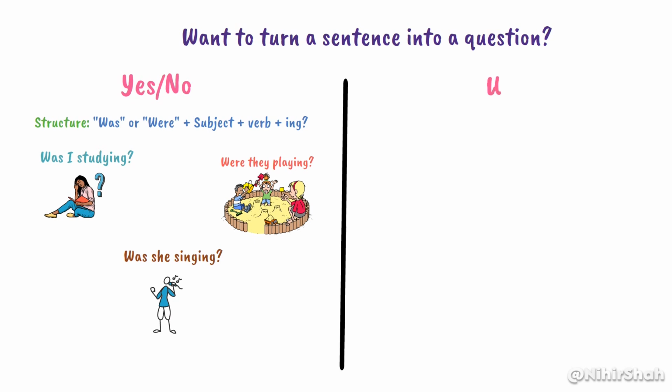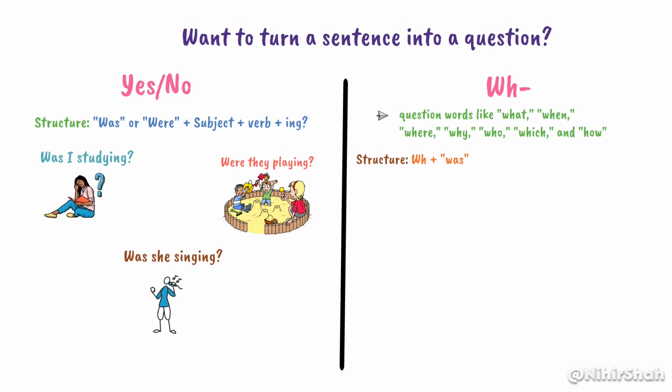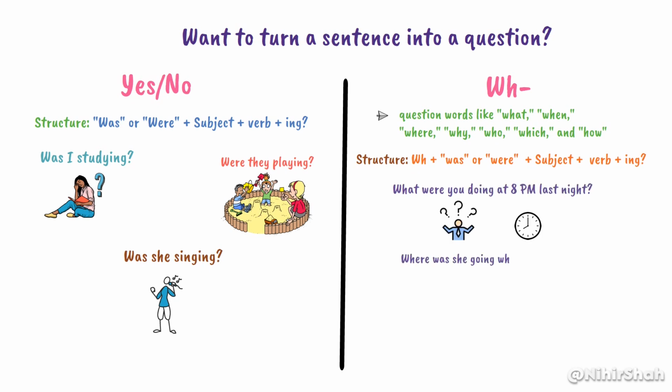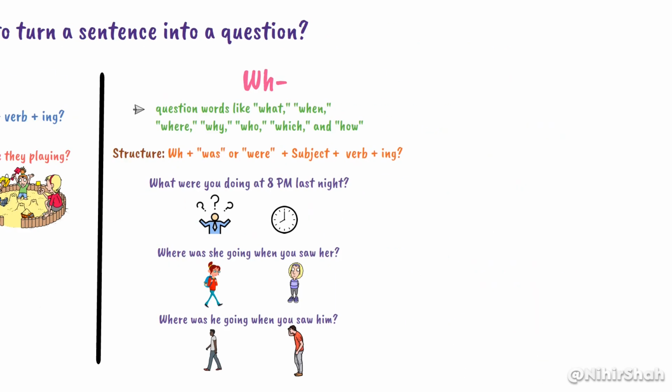Now let's explore WH questions. WH questions in past continuous tense use question words like what, when, where, why, who, which, and how to ask for more specific information. The structure is question word plus was or were plus subject plus verb's ing form. For example, what were you doing at 8 p.m. last night? Where was she going when you saw her? Where was he going when you saw him? So in this way, you can form questions.